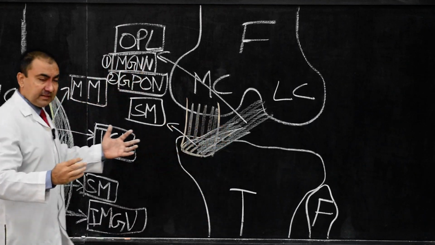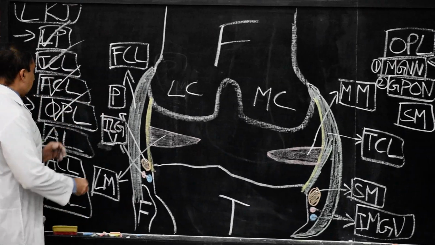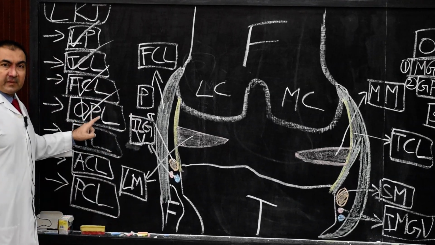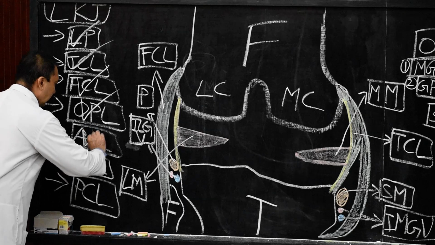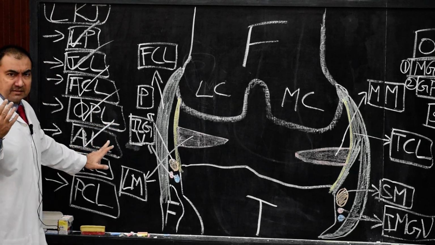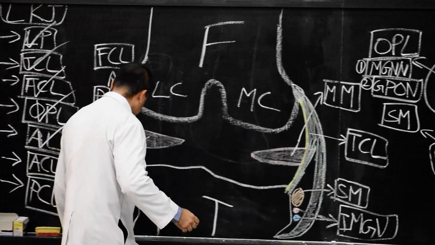So when we come on this side, please come on this side. Here we have finished the oblique popliteal ligament. Now we come to arcuate ligament. All these ligaments are very interesting. So please come on this side once again.